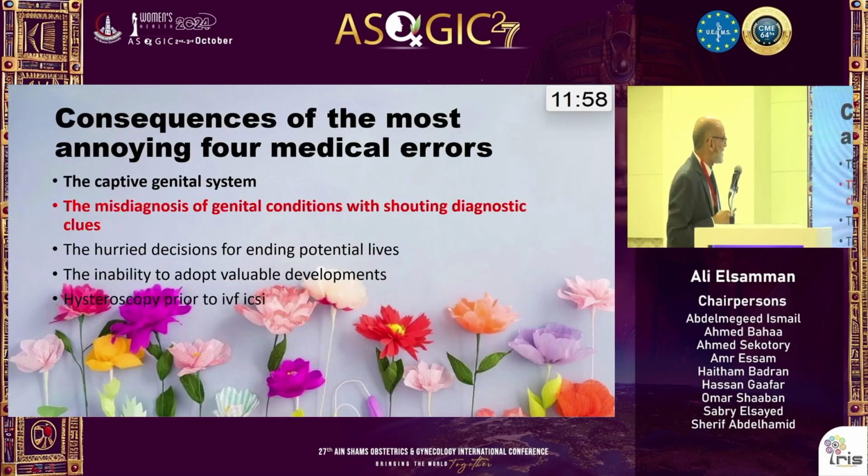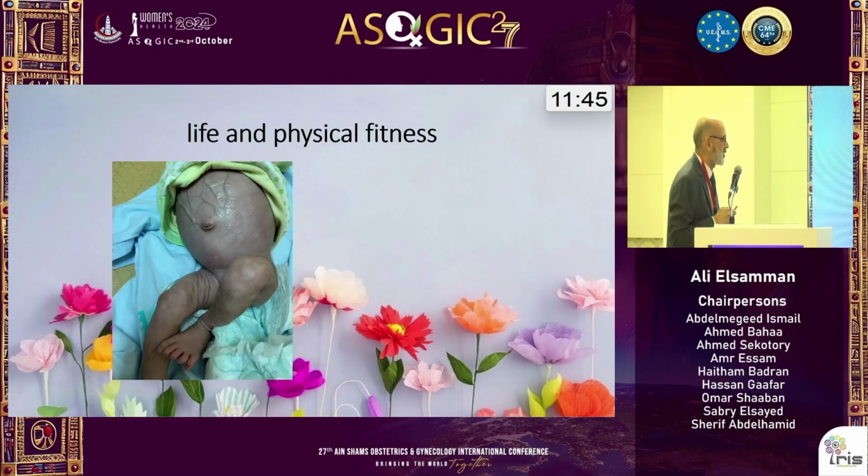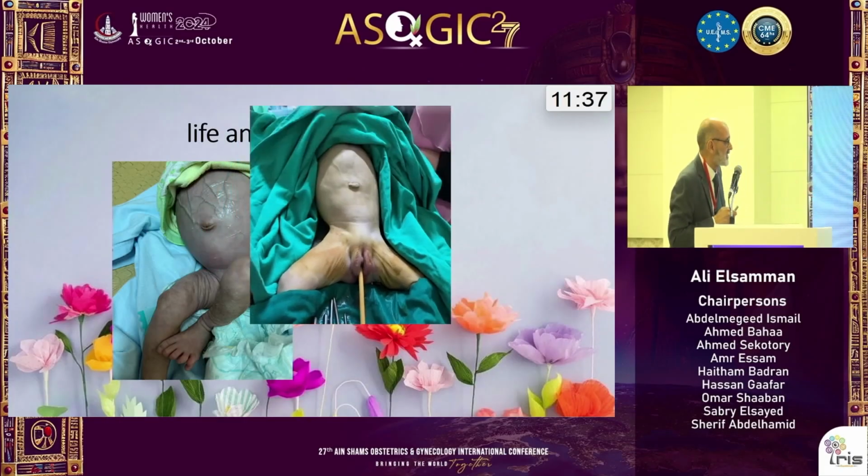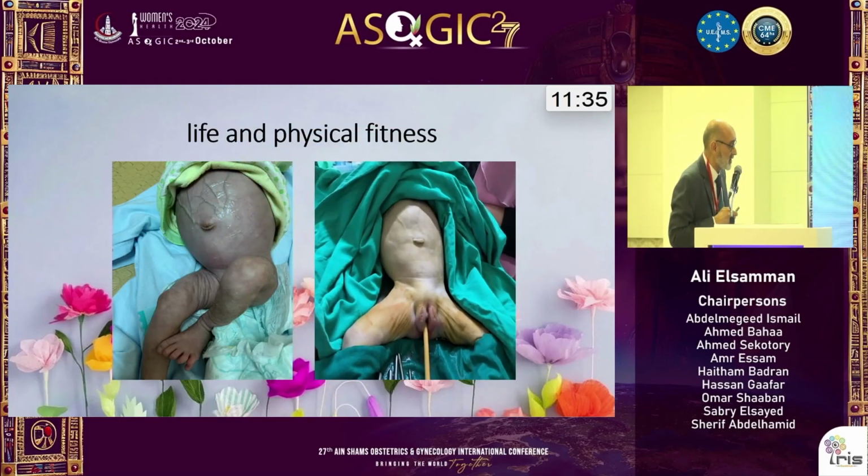The misdiagnosis, this is the first part: the captive genital system, which is a frequent complication of unindicated, unprofessionally performed cesarean section. Missing the genital conditions with shouting diagnostic clues, like this newborn with abdominal distension that may amount to renal failure for this neonate because of a genital condition.